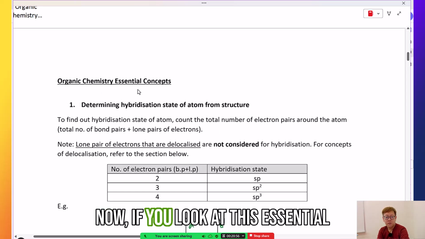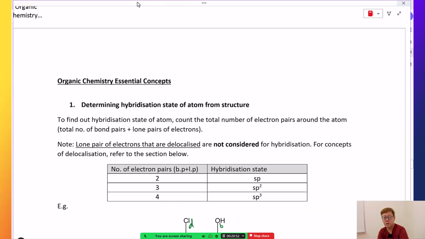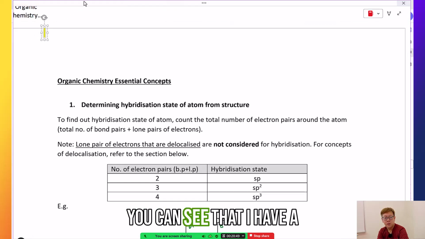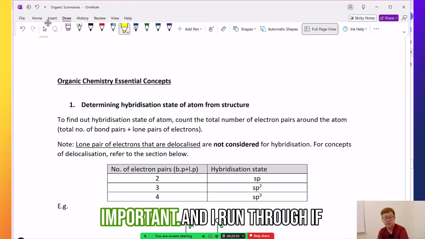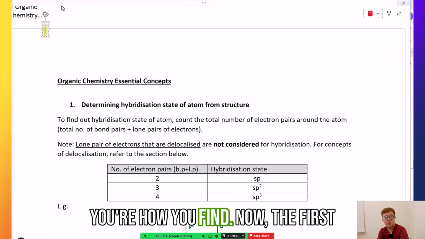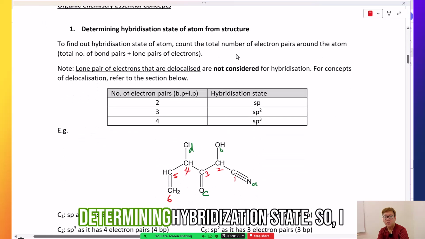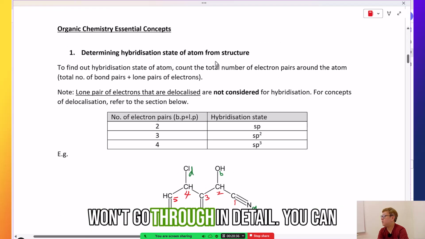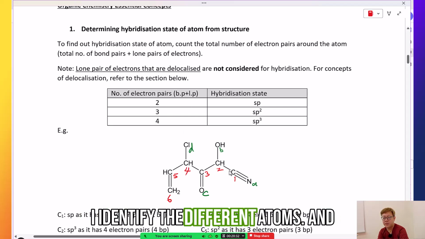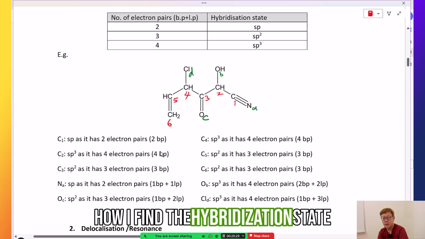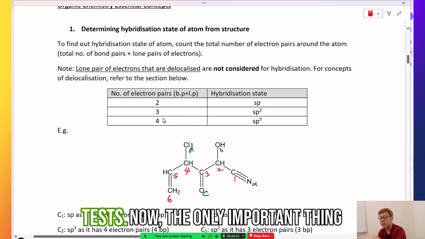Okay, now, if you look at this essential summary, let's just run through this quickly. You can see that I have a few different important concepts, and I run through with you how you find them. Now, the first one is what we call determining hybridization state. So I won't go through in detail. You can go and look through yourself. I identify the different atoms and how I find the hybridization state based on the number of electron pairs.